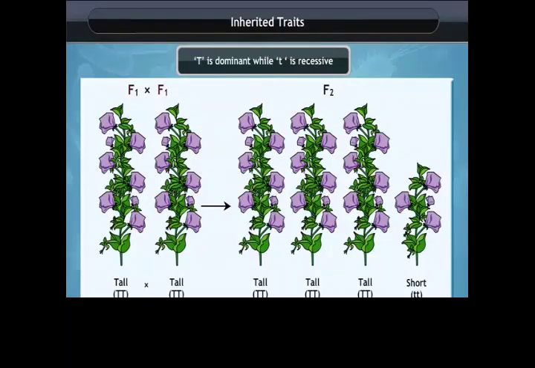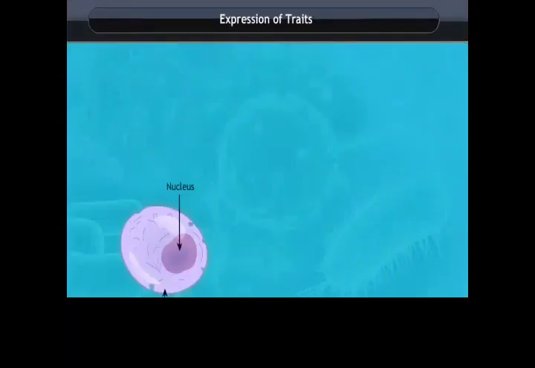The F1 tall plants were self-pollinated, and in the F2 progeny of the F1 tall plants, 3 of them were tall and 1 short. This indicates that both the tallness and shortness traits were inherited in the F1 plants, but only the tallness trait was expressed. Expression of traits.